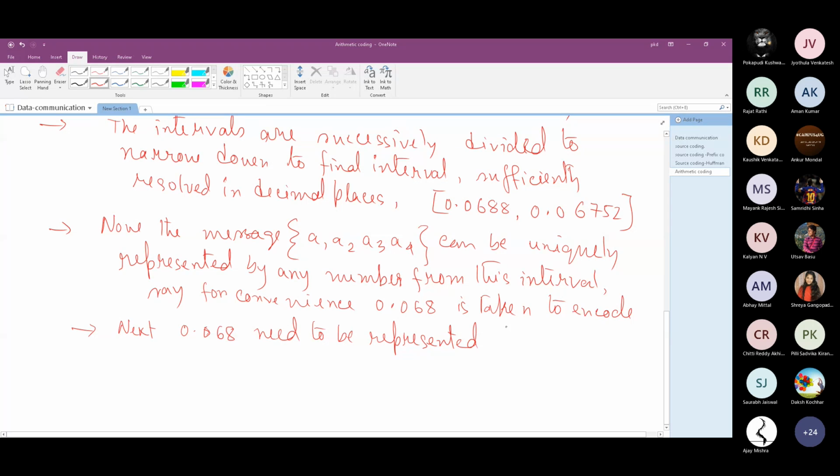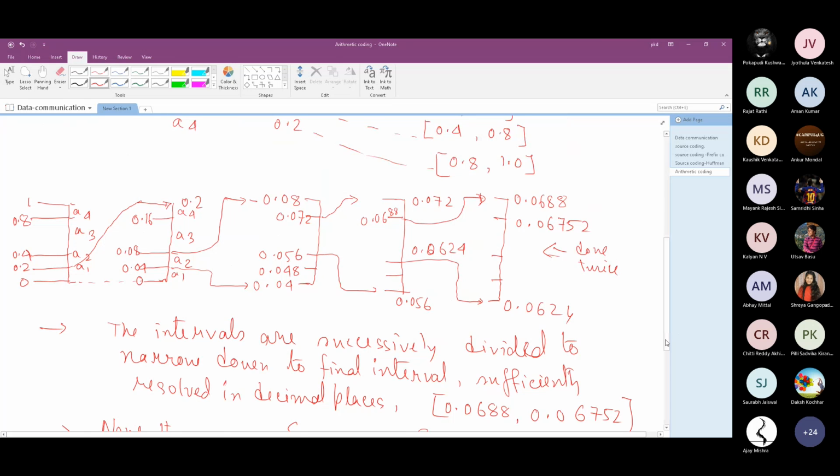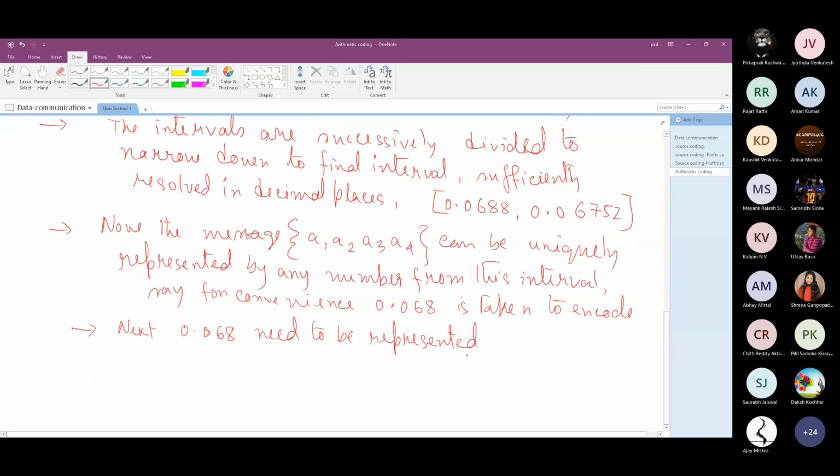However, it will be at least 3 decimal places, because we have successively divided these intervals 4 times. Because here this is a real space, we are starting from 0.06752, so a number 0.068 is coming in between. That's why we have taken it here. Now this needs to be represented in binary form, as a binary fraction.